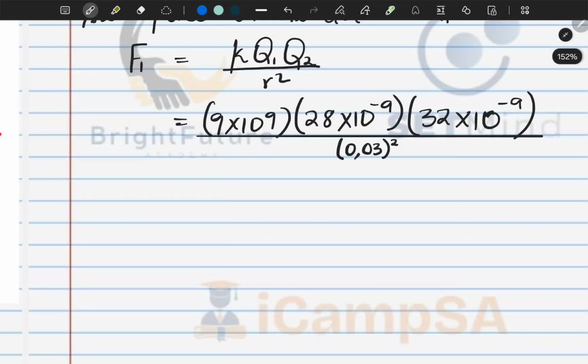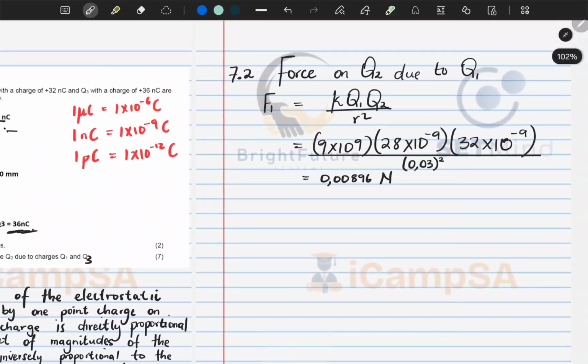Right, then we want to find the answer to that. 99 times 28 times 32, and divide all of this by the square of the distance between them. On my side, I get 0.0896 newtons. Right, that's my force.